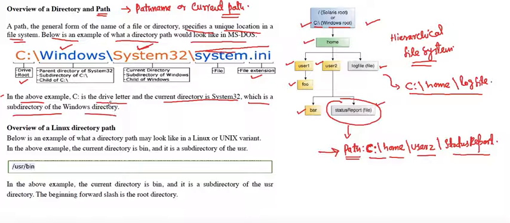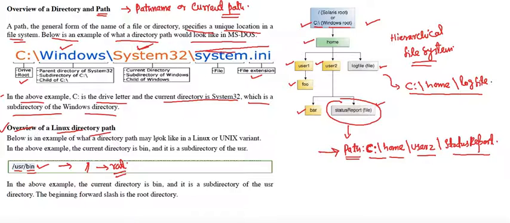So here we have an overview of the Linux directory path. Here we'll see how a path is represented in the Linux operating system. Below we have an example of a path in Linux. This path starts from a forward slash, which represents the root. After that we have a user directory and then a bin directory.